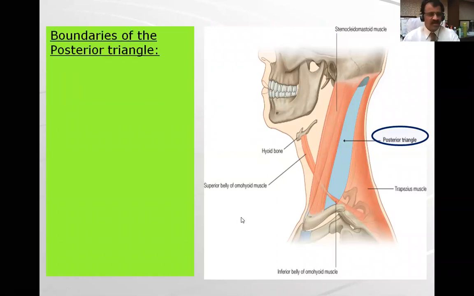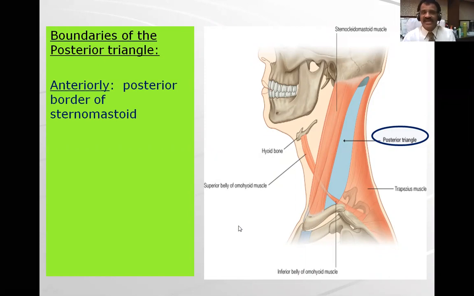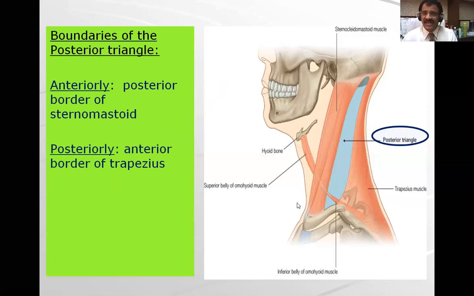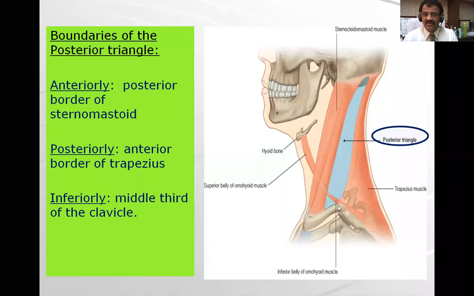Here in this diagram, you can see the posterior triangle of the neck, which is shown in sky blue color. Now, what are the boundaries of the posterior triangle of the neck? It is bounded anteriorly by the posterior border of sternocleidomastoid, or you can say sternomastoid also. It is bounded posteriorly by the anterior border of the trapezius muscle. You can see the trapezius muscle here. And inferiorly, it is bounded by the middle third of the upper border of the clavicle bone.